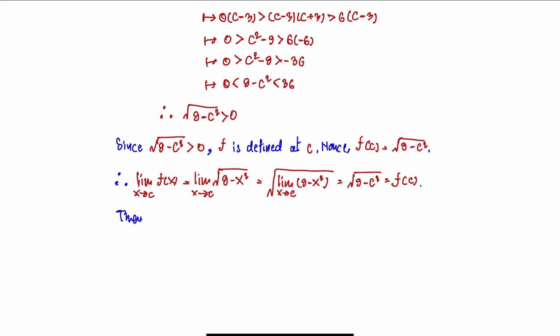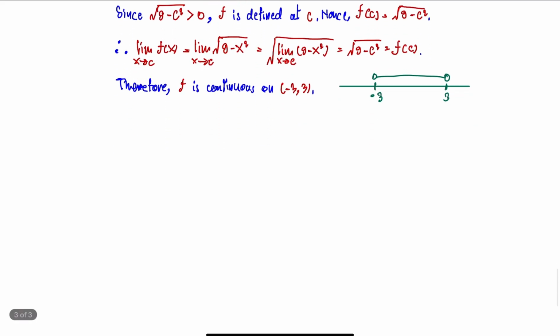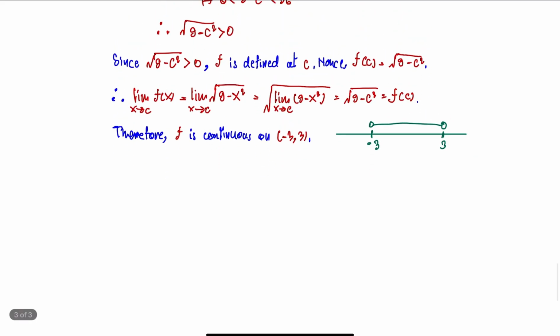Therefore, our function f is continuous on this open interval from minus 3 to 3. Okay, great. So now our function is continuous on minus 3 to 3 on an open interval. Now, what about at the endpoints minus 3 and 3?